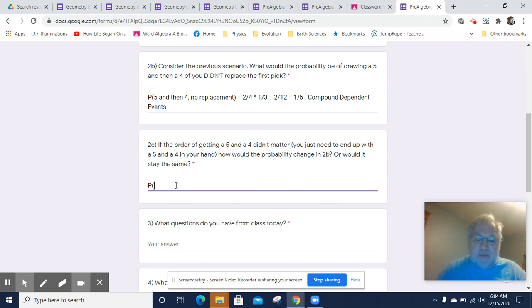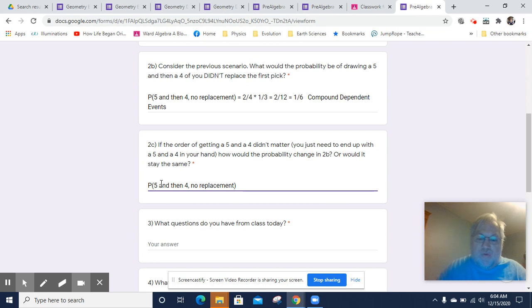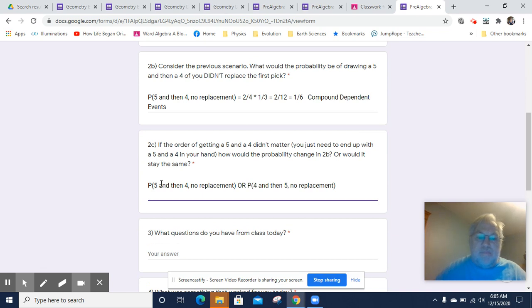So we have a probability of, I'm just going to copy something from the previous one. So we have that, or this. So when we have that situation, we actually are going to add our two probabilities. So when I say or, instead of multiplying, I'm going to add those probabilities.